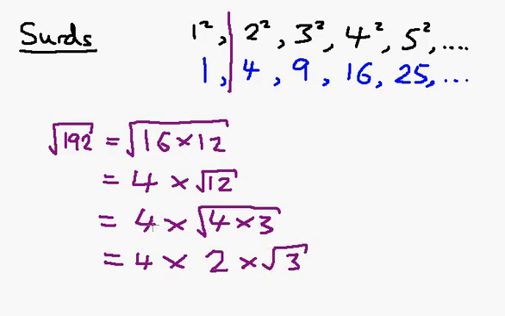So this 4 comes down, the square root of 4 has become 2, and I've still got the square root of 3. So I can finally write this as 8 root 3. And I am done. I know I am finished because I cannot simplify root 3. There are no square numbers greater than 1 that will go cleanly into 3. And so I am finished.